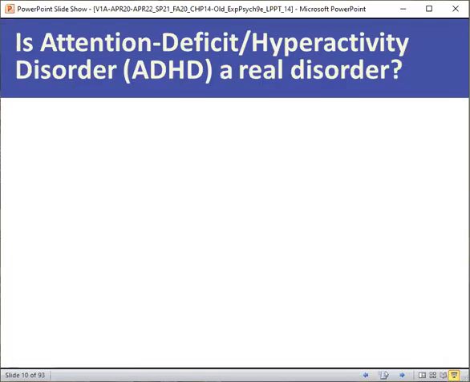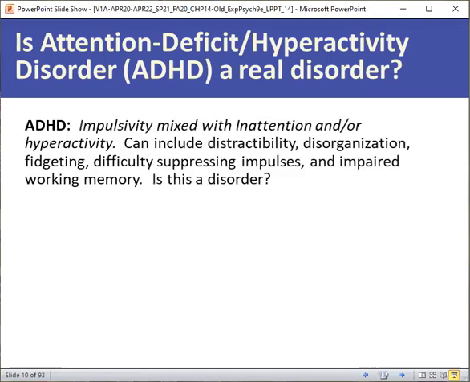So let's talk about something that we've all heard of before, and that is going to be ADHD, attention deficit hyperactivity disorder. Okay, now we've all heard of that. It's impulsivity mixed with inattention and/or hyperactivity. It can include distractibility, disorganization, fidgeting, difficulty suppressing impulses, and impaired working memory. And the question we have: is this a disorder? That's the question. We have all this type of stuff.